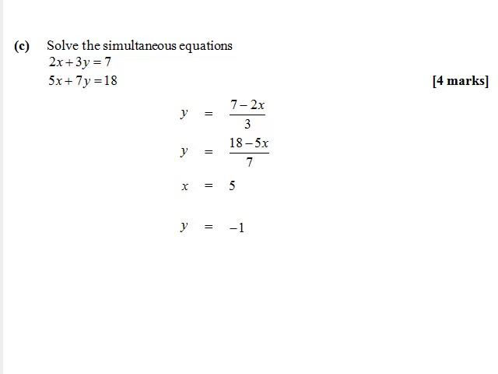It's always worth checking simultaneous equations, so if you have time in an exam, try the other value as well. So I'm going to do that one there. 18 minus 5x over 7, x is 5, so that's going to be 18 minus 25 over 7. 18 minus 25 is minus 7, so minus 7 over 7 is the same as minus 1, so that's good, that checks out.